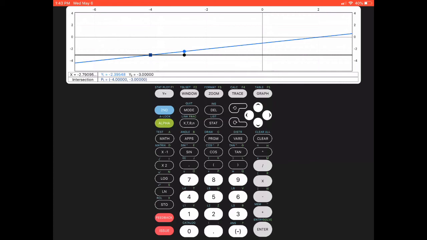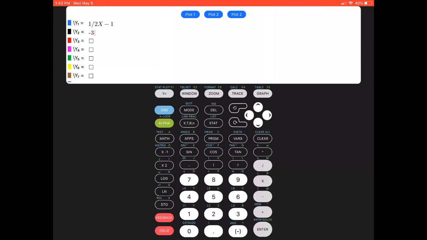If you had a vertical line where it was x equals, notice when I hit the y equals button, there is no place for x equals. You cannot draw a vertical line using your calculator, so you would have to do that one by hand.